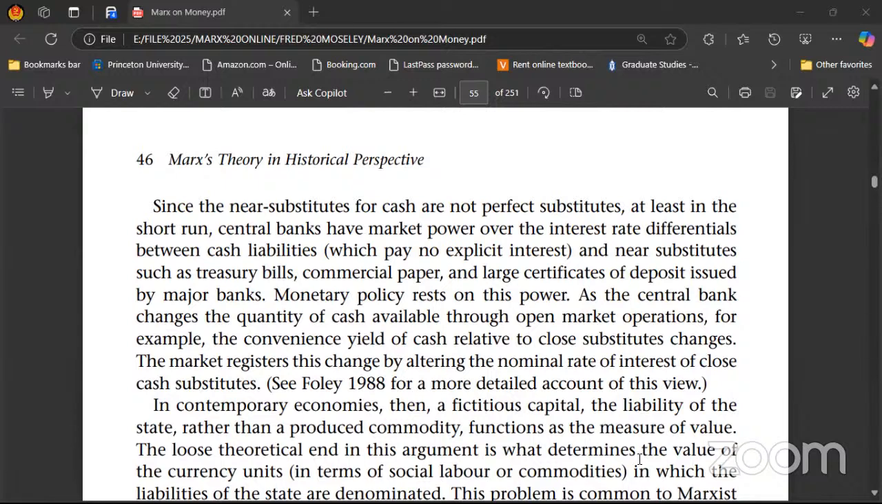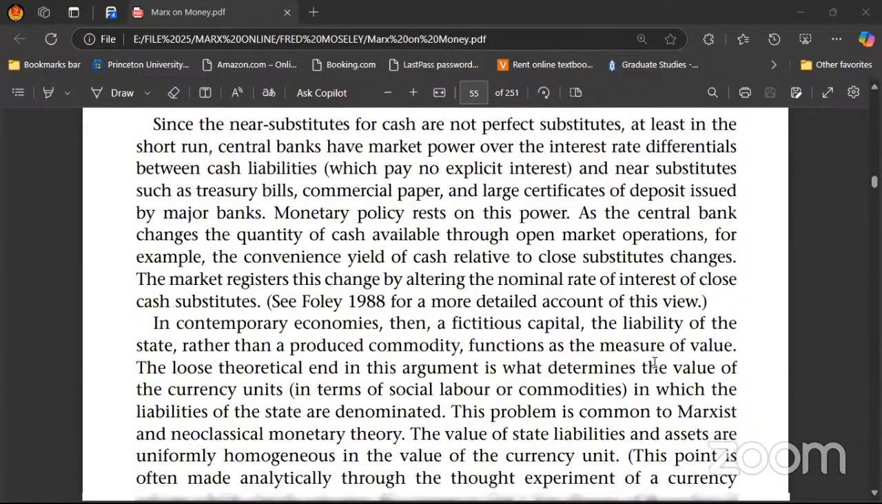Monetary policy rests on this exact power. As the central bank changes the quantity of cash available through open market operations, for example, the convenience yield of cash relative to close substitutes changes. The market registers this change by altering the nominal rate of interest of close cash substitutes. This is what the Fed does all the time. The Fed is managing these kinds of operations, Federal Reserve Bank.